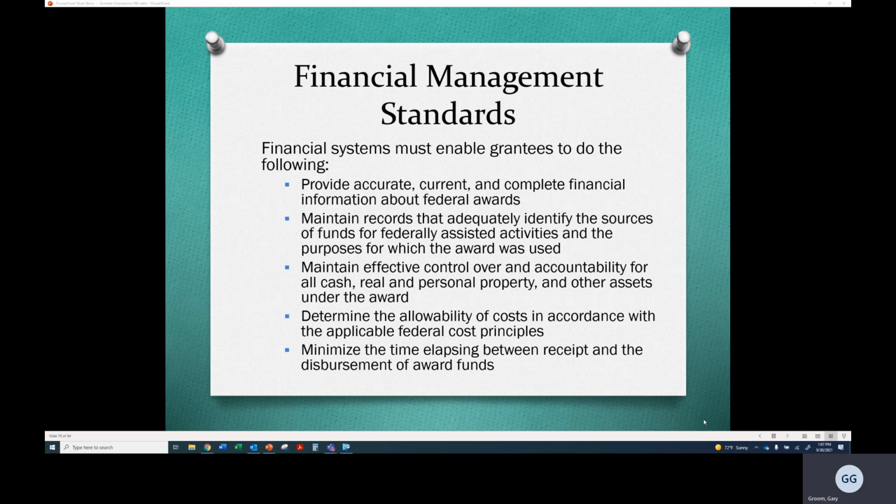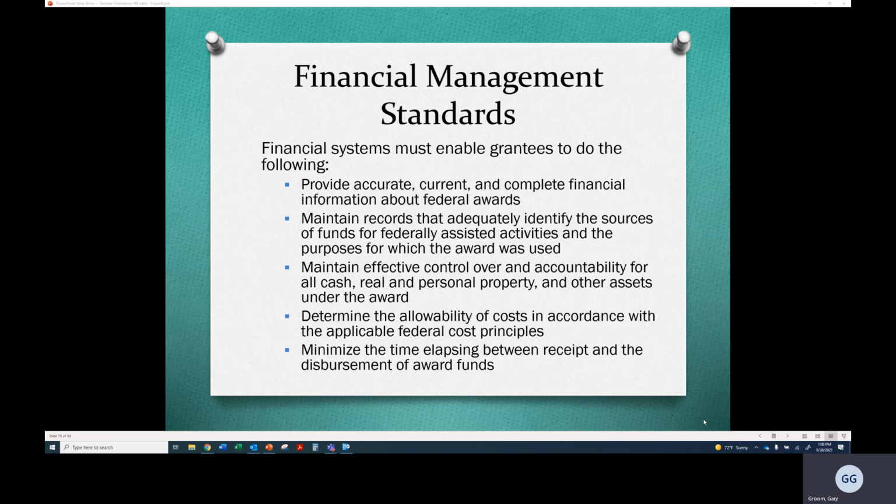Additionally, grantees are expected to meet the standards and requirements for financial management systems set forth in the Uniform Guidance. These standards are intended to ensure that federal funds are handled in a manner that includes adequate internal controls and cash management consistent with federal requirements. Grantees must use financial management systems that enable them to do all of the following: provide accurate, current, and complete financial information about federal awards.